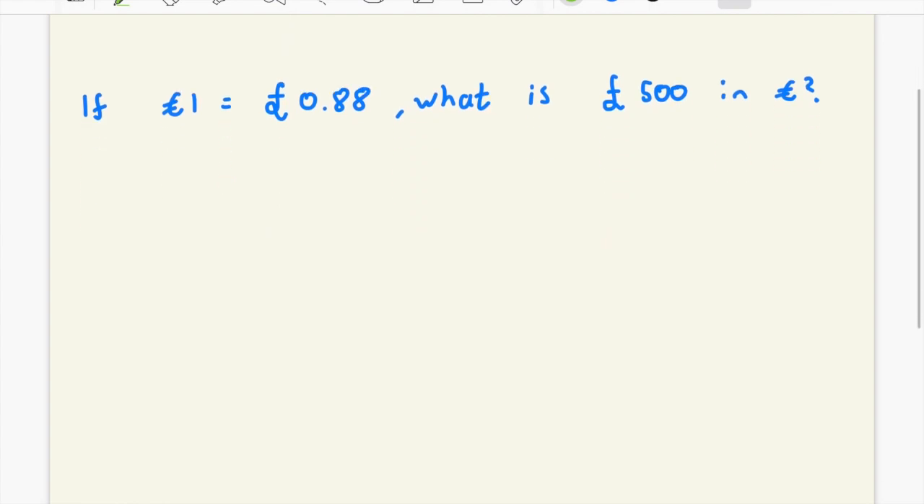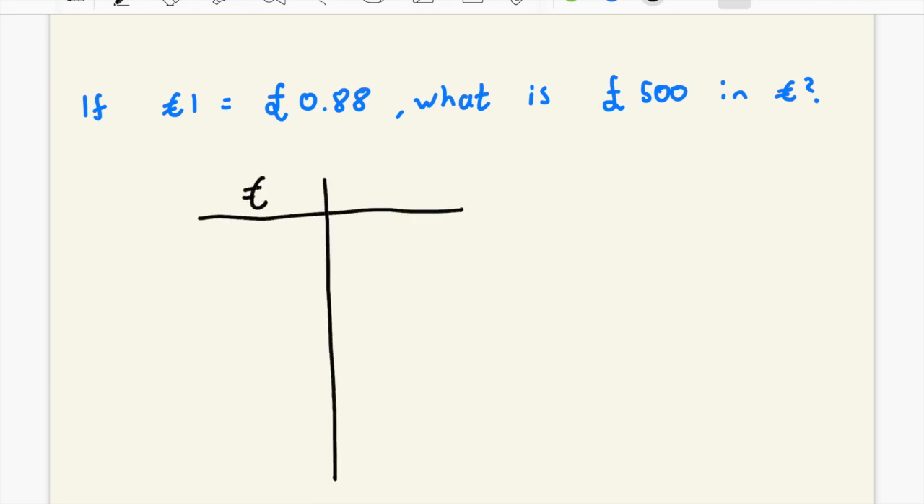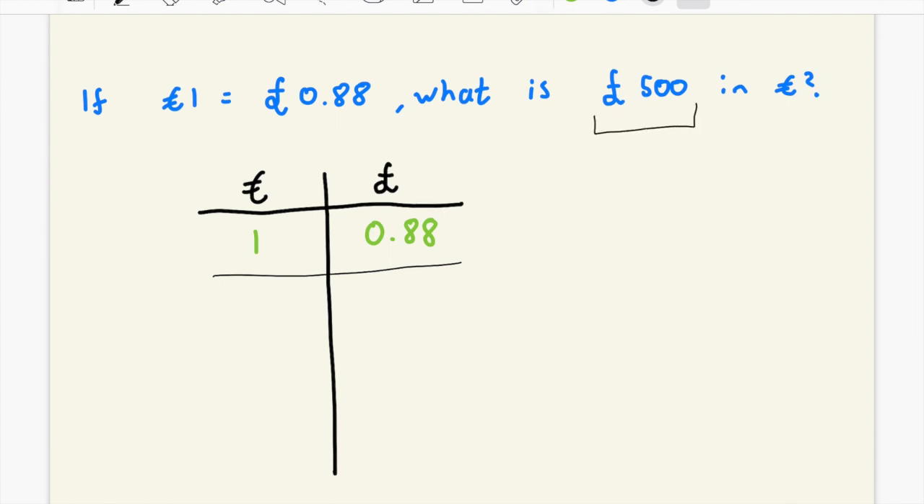So for this question, if €1 is equivalent to 0.88 British pound, what is £500 in euro? So again, we're going to start off with our grid. So we have, in this case, euro on one side and pound sterling on the other. So again, the first thing we fill in is our exchange rate. So we have €1 is equivalent to 0.88 pound. Now, the amount that we are given is 500 and it is in pound.